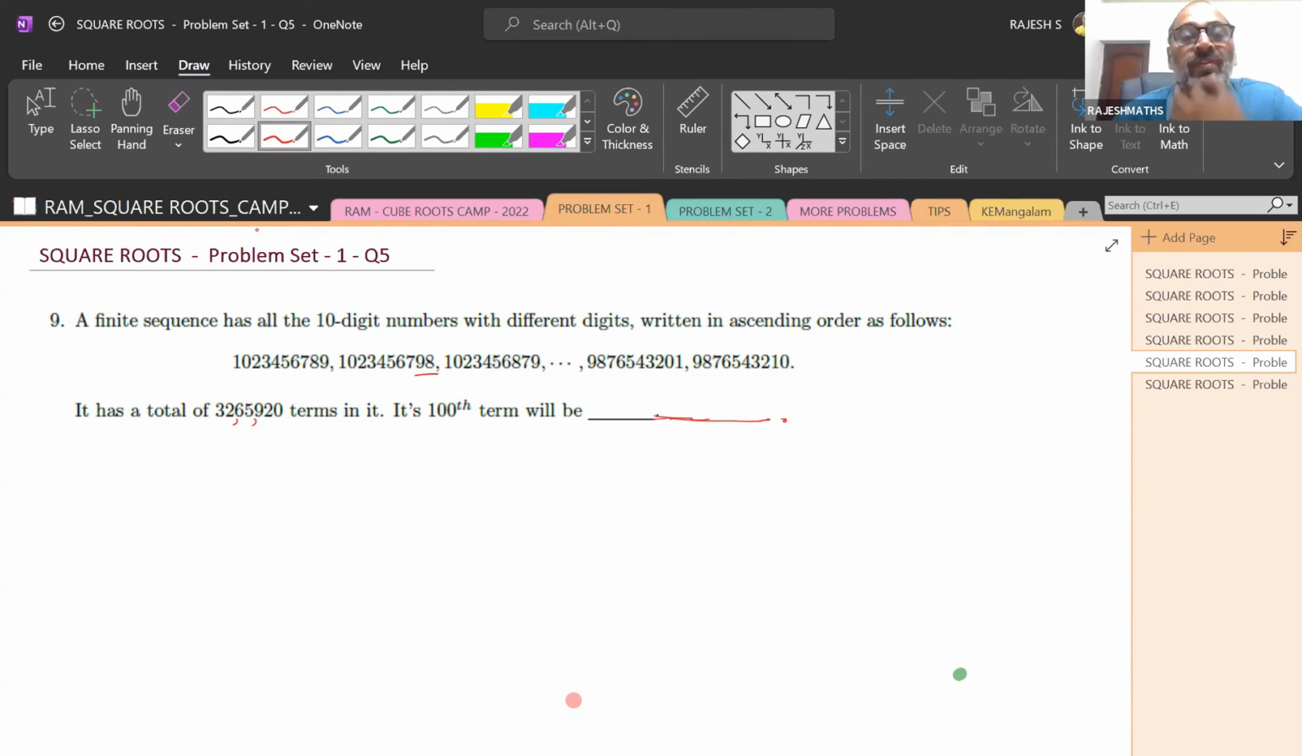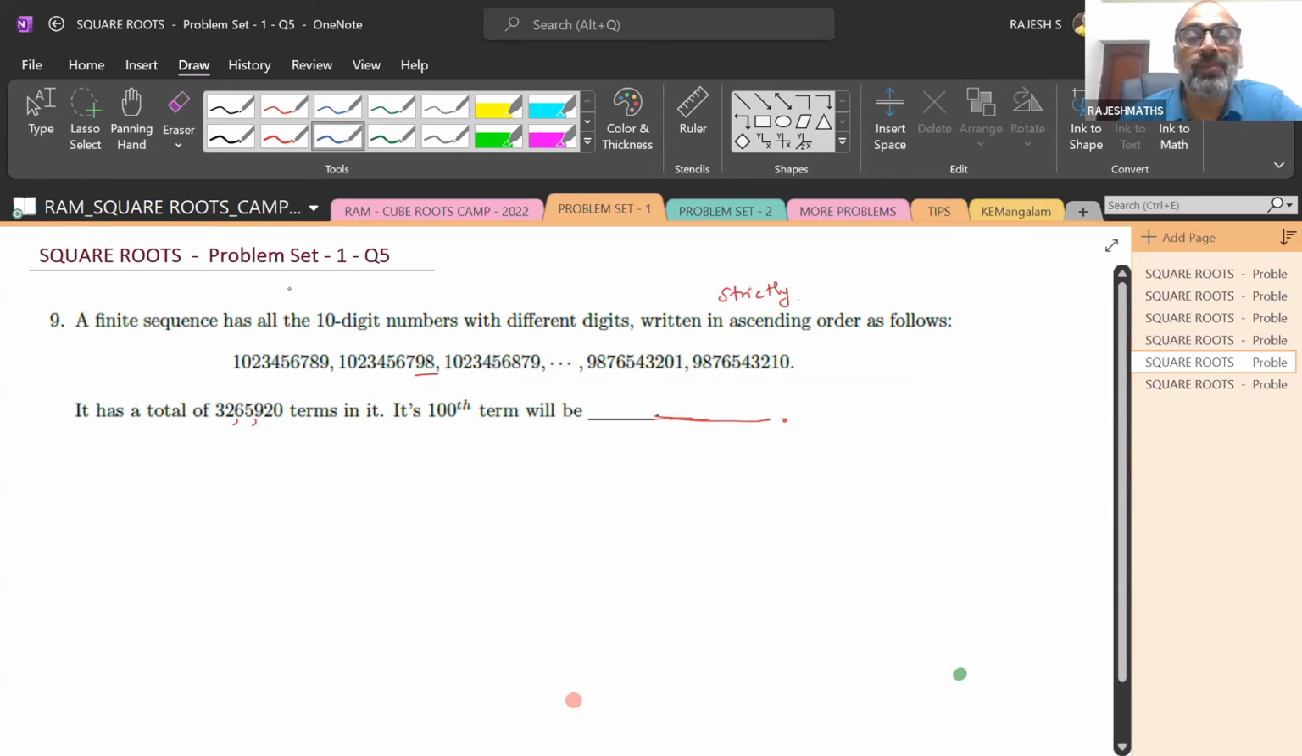Okay, so first thing is, we know that it is written in ascending order. The different digits. It's actually strictly ascending order that should have been given, because you are not going to repeat. Okay, and that we know because it is a total of these terms. It's not going to repeat. Okay, so how to close this problem?